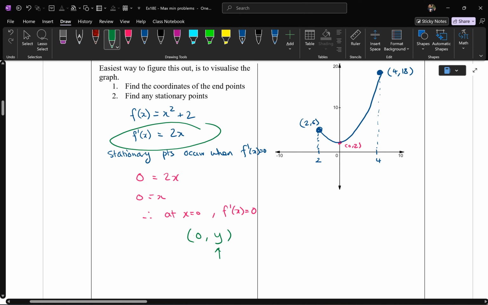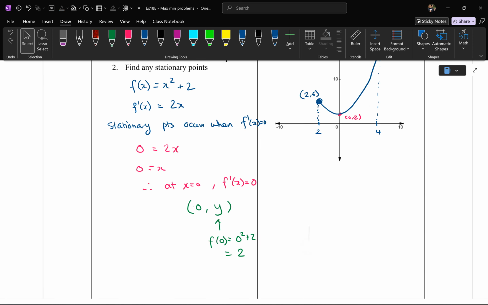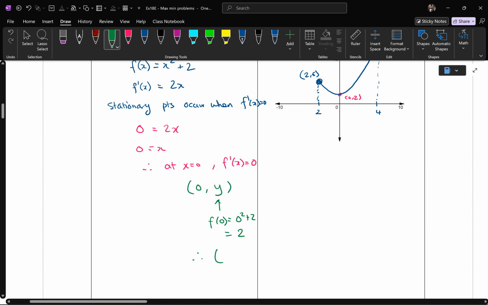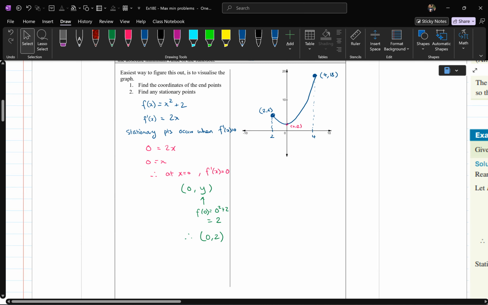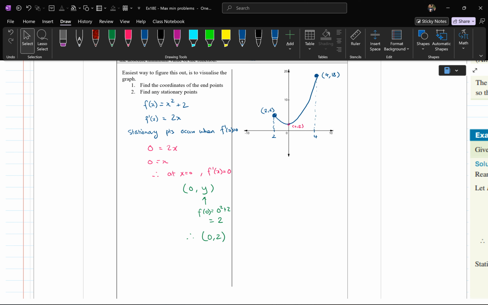Not the derivative. The derivative tells you the gradient. You sub it back into this one. That tells you the x and y. So subbing back in, f of 0 is equal to 0 squared plus 2. That gives you 2. And that's how you get the stationary point of 0, 2. Usually you don't have a graph to be able to tell, so then you have to do a gradient table to figure out if it's a minimum, inflection point, or a maximum. That's what last session was about.